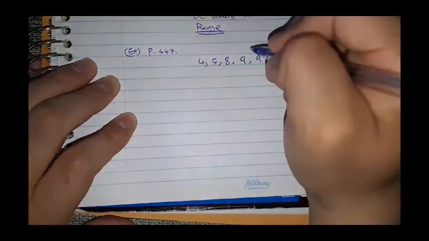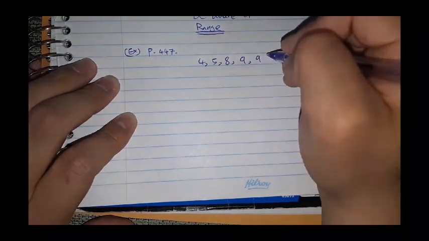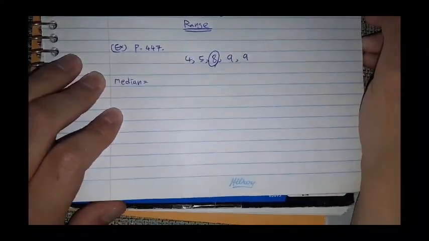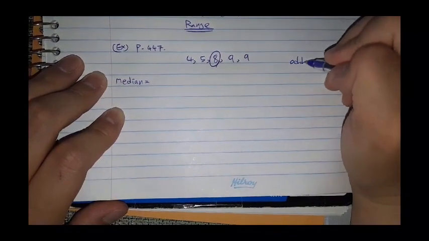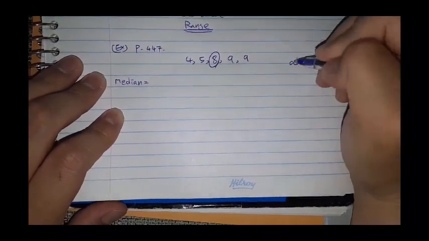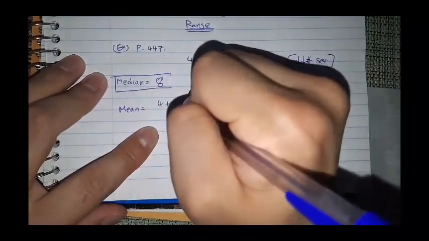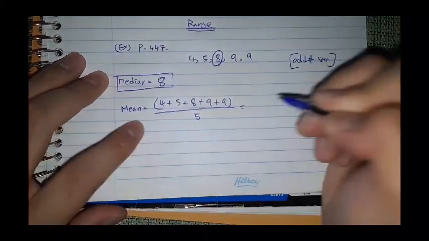So we have 1, 2, 3, 4, 5 data. It's already in ascending order, smallest to largest. So it's a good idea to do median first because I know exactly the middle value, since it's an odd number set. Have that in your mind. The median value is 8. Mean value: add them all, 4, 5, 8, 9, 9, divided by 5.